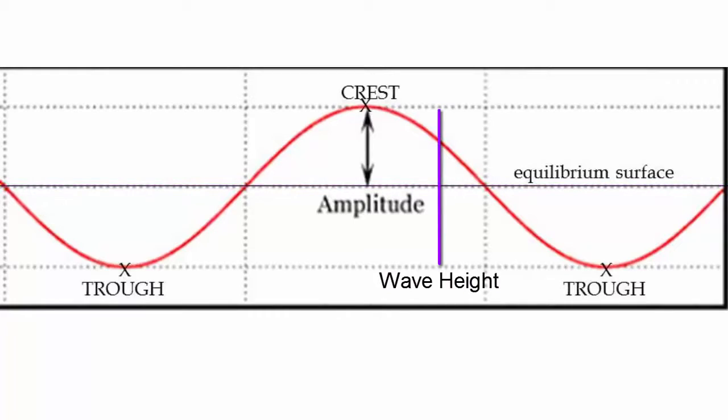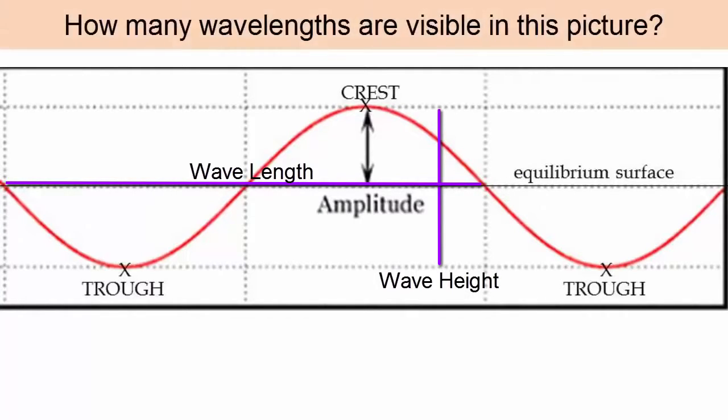The height of the wave is the vertical distance from crest to trough. It is twice the amplitude. The wavelength is the horizontal distance from one trough to the next, or one crest to the next, or any one spot on the wave to the place where that exact identical spot appears again. Based on the definition of wavelength, can you determine how many wavelengths are visible in this picture?